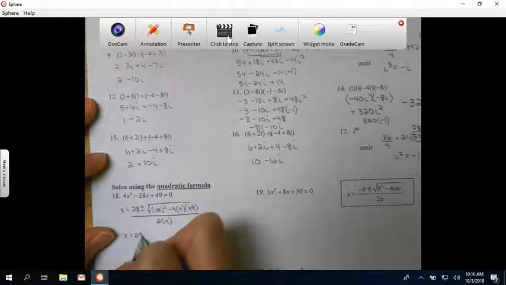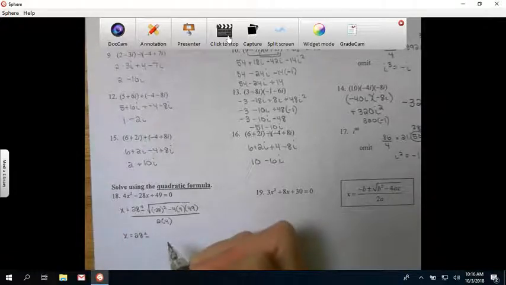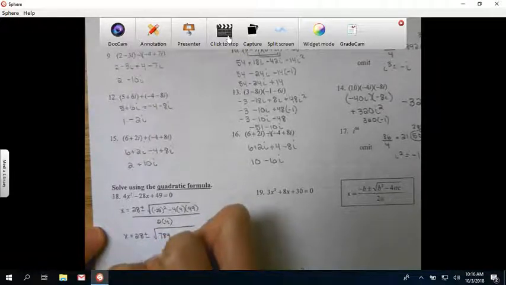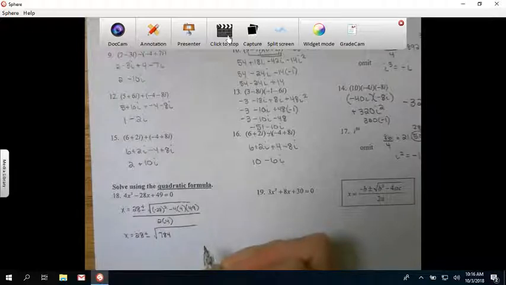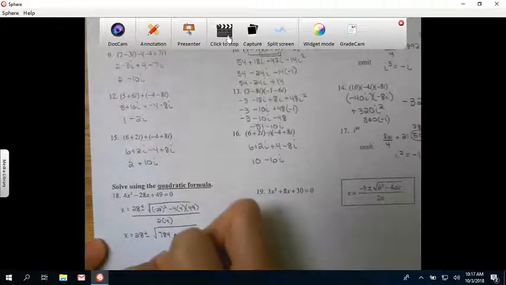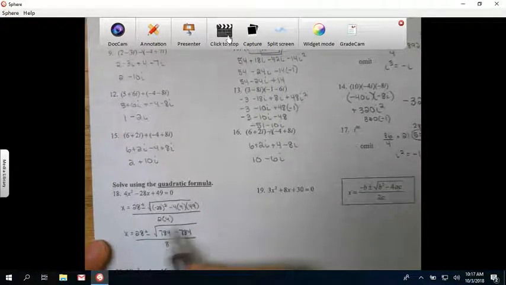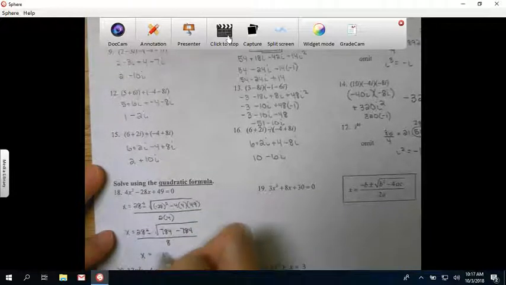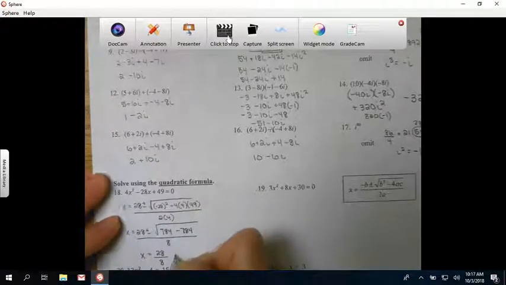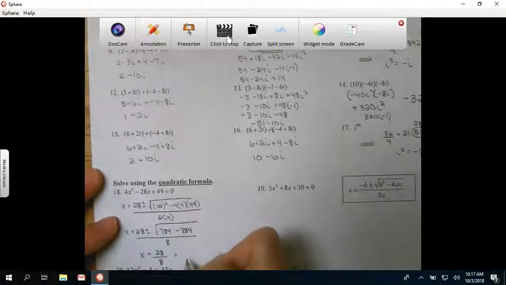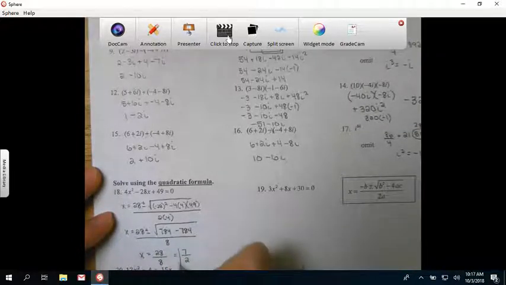So let's go ahead and figure out what I get underneath my radical. So 28 squared is 784. And I have 4 times 4 times 49 over 8. Well, if I look right here, my whole radical is going to go away. So I'm going to end up with 28 over 8, which is divisible by 2. So actually it's divisible by 4, so I'm going to get 7 over 2. So that is my solution.